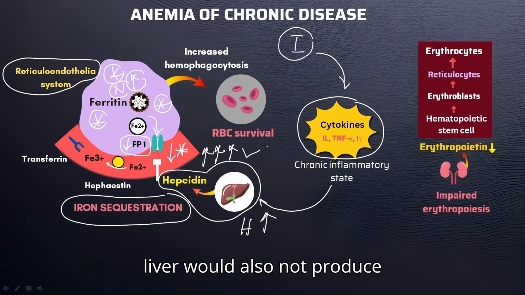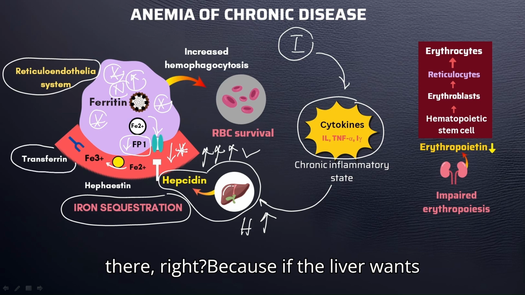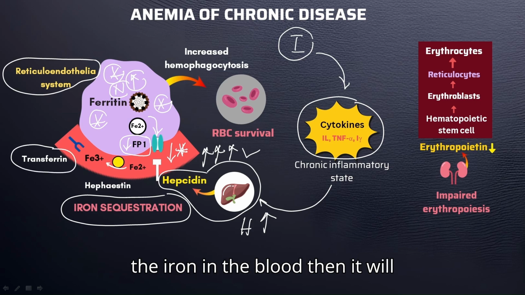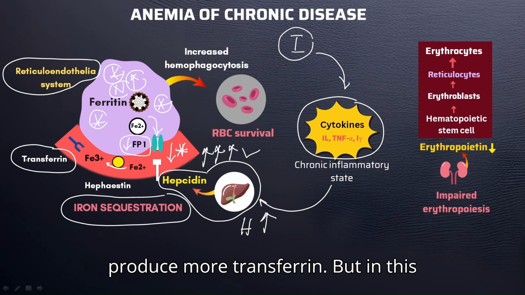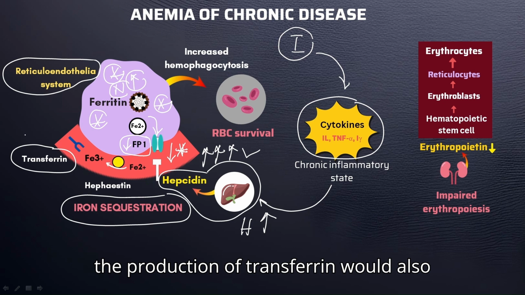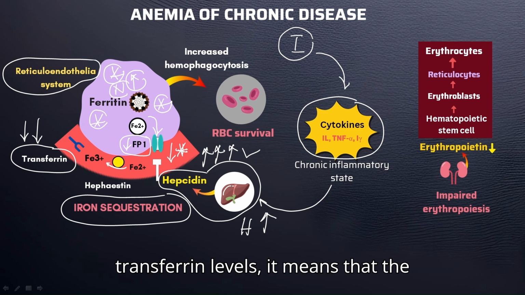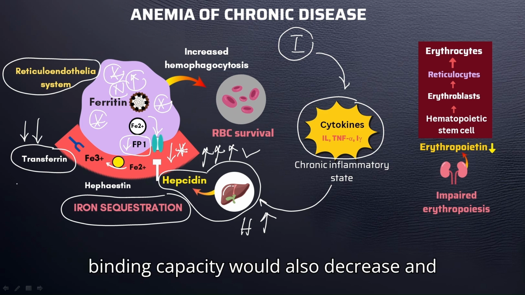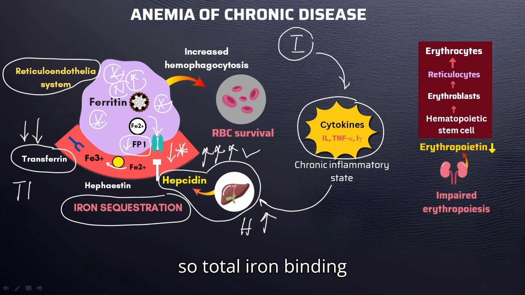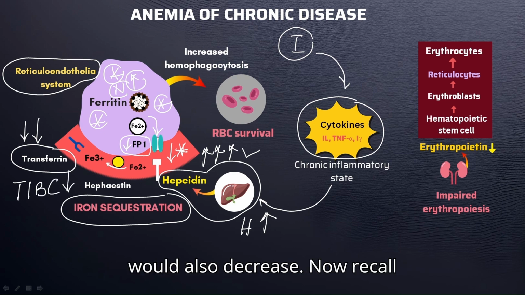So the liver would also not produce more transferrin, as you can see right there, right? Because if the liver wants the iron in the blood, then it will produce more transferrin. But in this case, it doesn't seem to want that. And so the production of transferrin would also decrease. And since there is a decline in transferrin levels, it means that the binding capacity would also decrease. And so total iron binding capacity in anemia of chronic disease would also decrease.